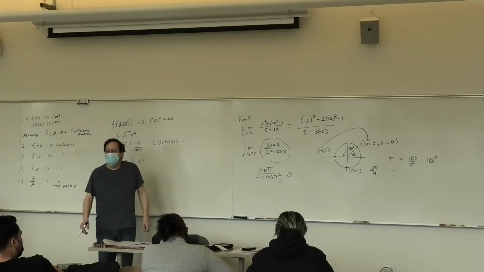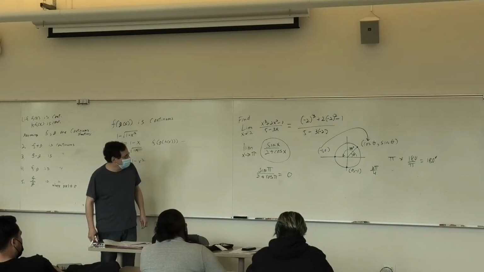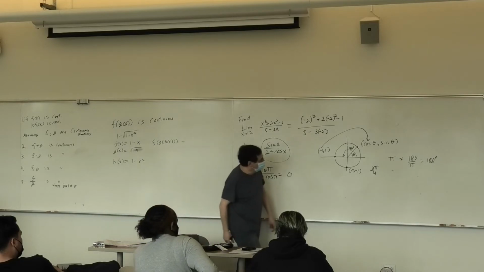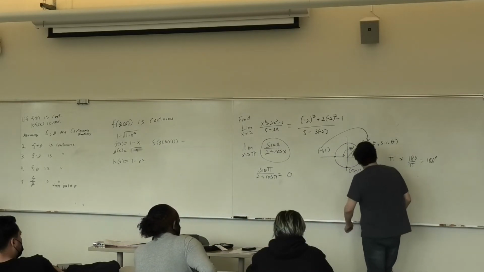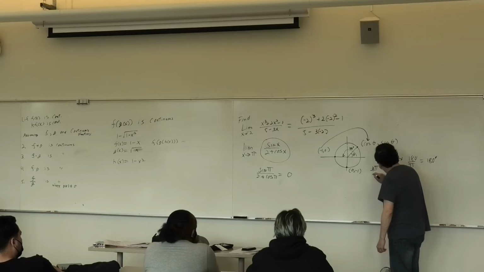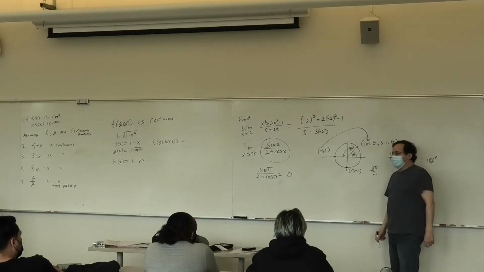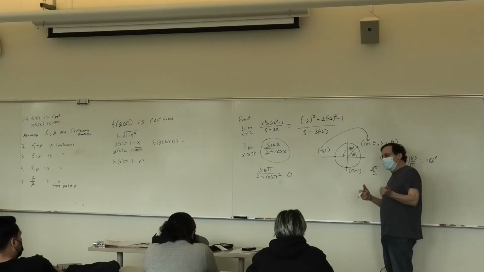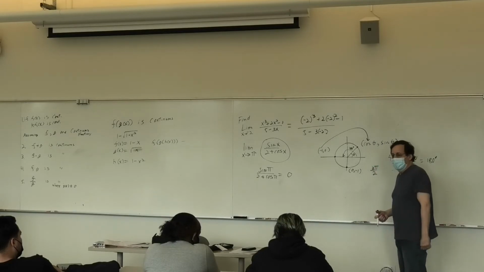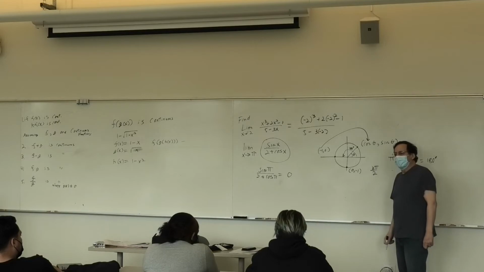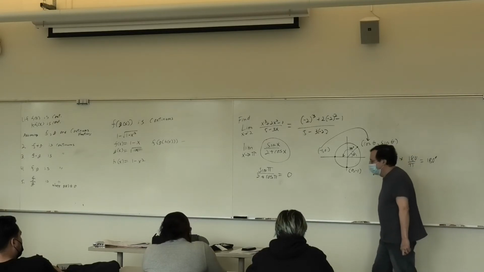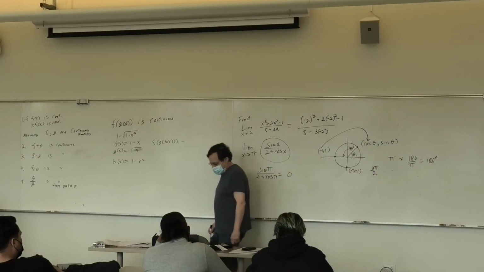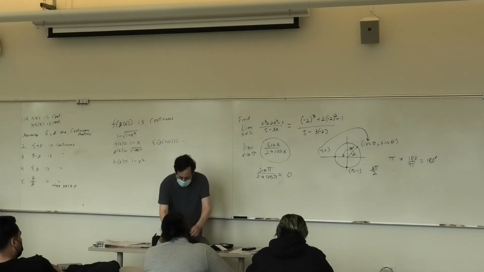Yes? 3 pi over 4 is in, I think, the second quadrant. What you marked is 3 pi over 2. Yes, thank you for correcting that. That's exactly right. Somebody's paying attention.